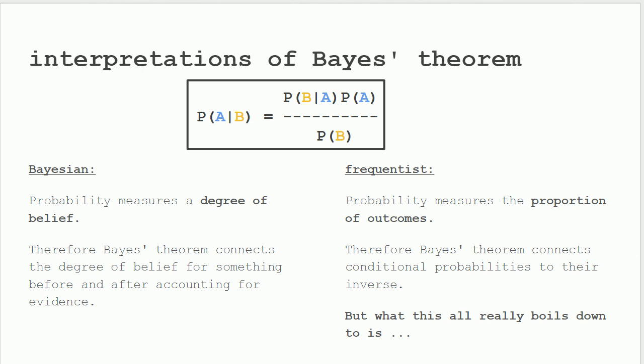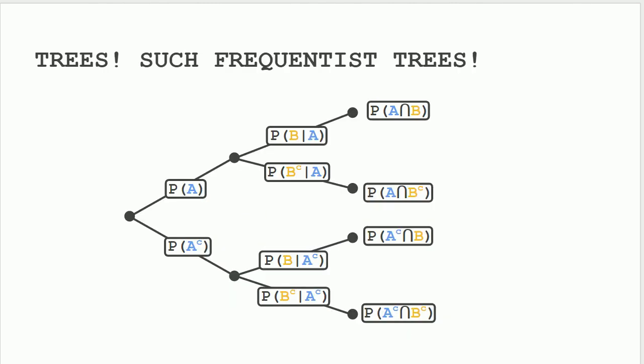But what this all really boils down to is this: trees. Using trees to plot outcomes, okay? So these are called trees. They're not frequentist trees. They're not usually called that, but I call them that. Basically, if you're seeing a frequentist use Bayes' theorem, it involves trees.